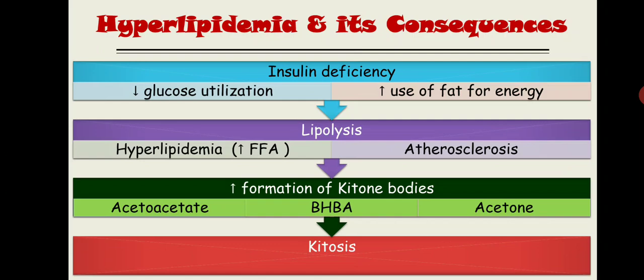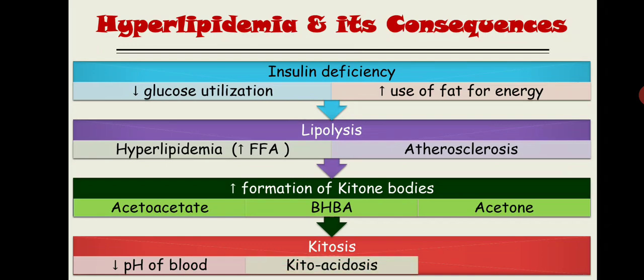Now these ketone bodies are actually acidic, so basically they are going to decrease the pH of the blood, and that acidosis caused by ketosis is known as ketoacidosis. And the severe form of ketoacidosis in a diabetes mellitus patient is known as diabetic ketoacidosis. In short form it is known as DKA. DKA is an emergency situation.